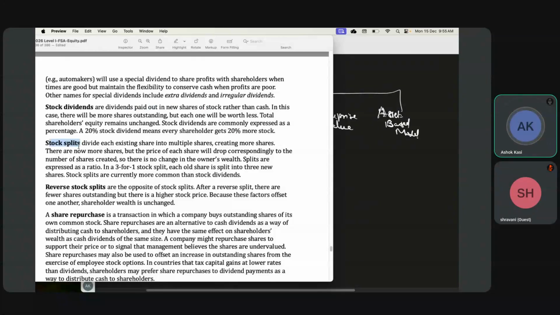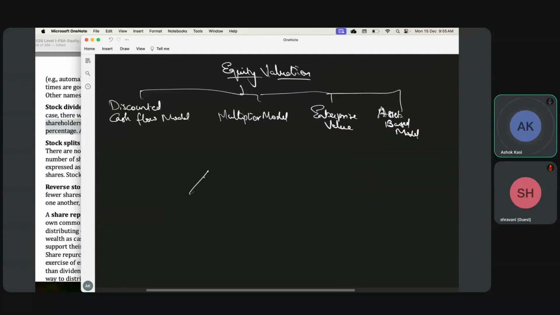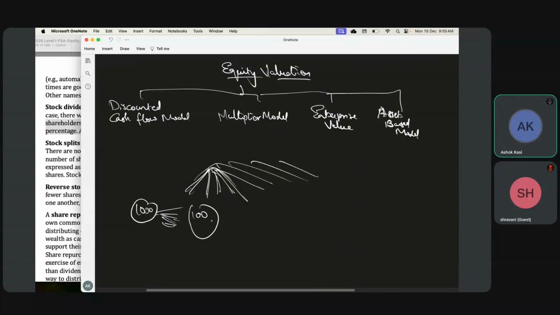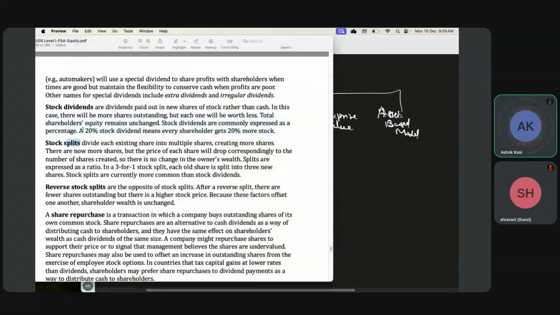Similar case for stock split also. They are splitting one stock into multiple. So what will happen? Price per share will come down. So both are more or less the same. Some differences are there. One stock is split into multiple parts. Say for example, if it is a stock split into 10 parts, if it is 1000 before, now it will be available at 100 rupees. So earlier you had one stock worth 1000. Now you will have 10 stocks worth 100 each. So total value will remain the same. That is stock split. Same case for stock dividend also.